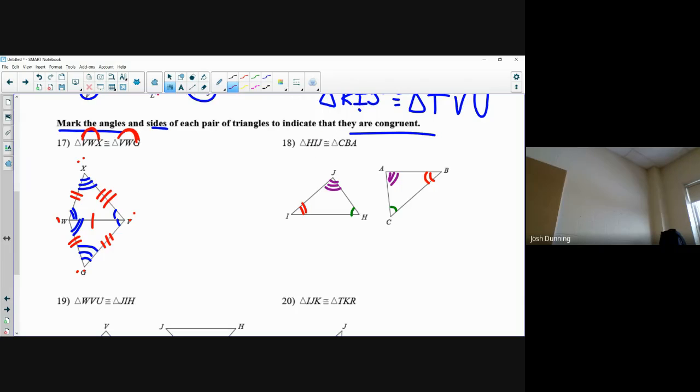Now, for the sides, again, HI matches CB. So here's H to I. I'll start with 1. That matches up with C to B. Oops, 1, geez. Then do the second 2 letters, IJ, BA. IJ, I'll do 2. BA, I'll do 2. Then the other matching letters here, H to J, C to A. H to J, we have to do that, it's the last side. 1, 2, 3. 1, 2, 3.